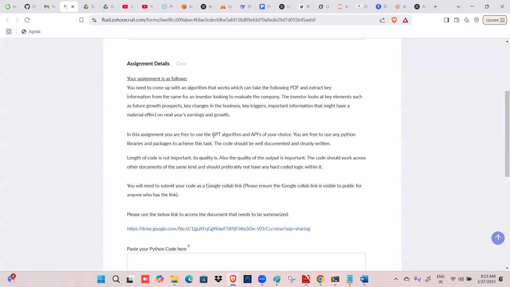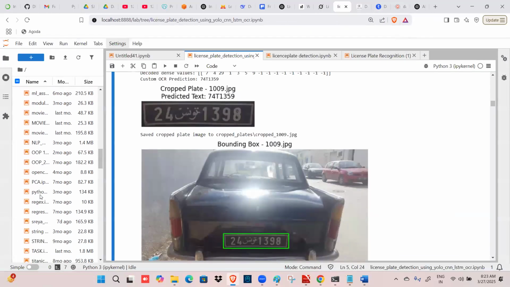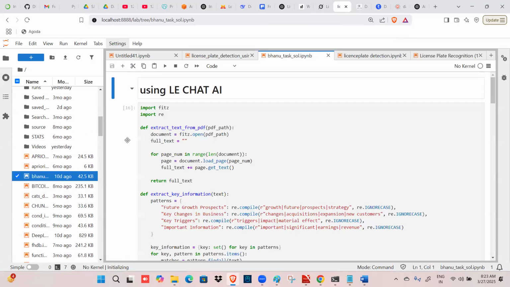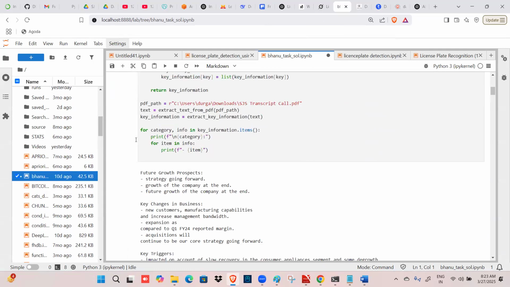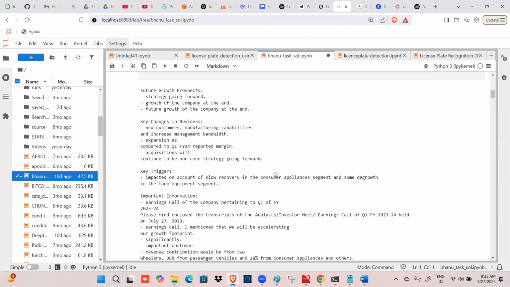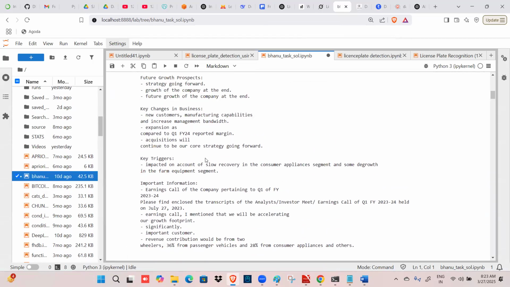They asked to use the GPT algorithm and extract some code. You are going to get only a few lines of code, around 20 to 25 lines. With that code, we are going to extract only useful information from this. How are we going to extract it? Let me see. With the help of LeeChat AI, this is the program. After that, the 20 pages of information can be extracted into a single page.